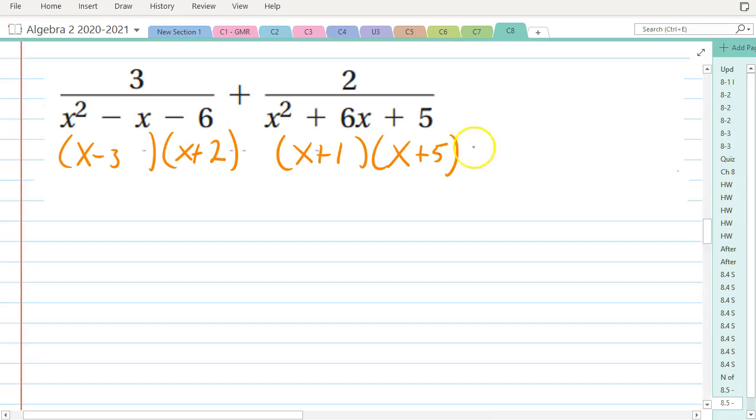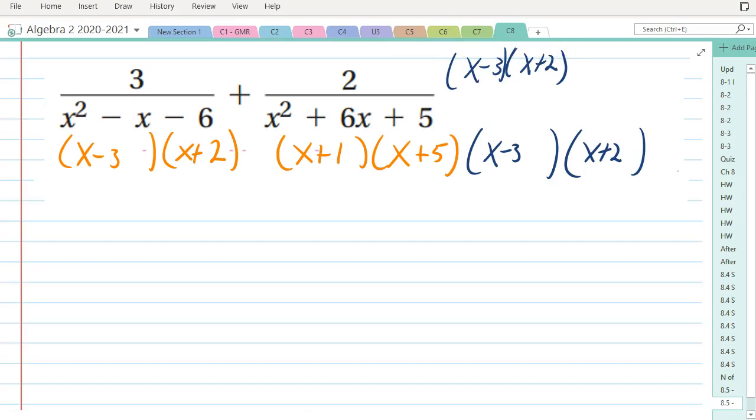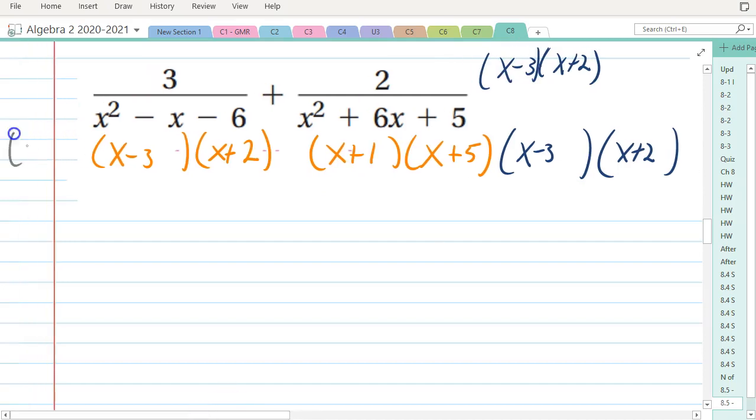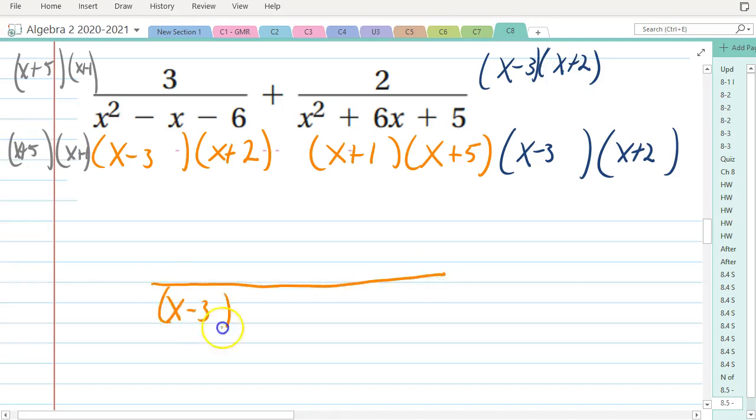So on the right-hand side, I'm actually going to be multiplying x minus 3 times x plus 2 on both top and bottom. And on the left-hand side, I'm going to be multiplying the x plus 1 and the x plus 5, again, both on top and bottom. Which means my common denominator is everything.